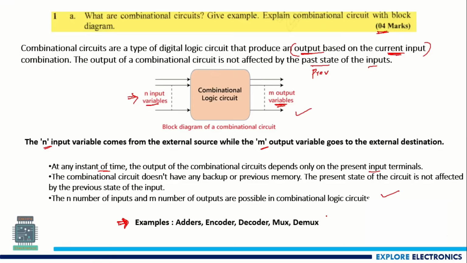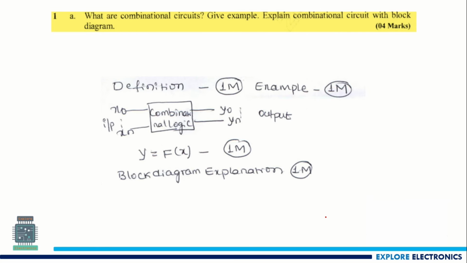And remember, combinational circuits will not be having a clock signal. So this is what it is given in the scheme. You will be getting 1 mark if you write the definition, and if you write examples you will get 1 mark for this combinational circuit diagram. And here they have just given the expression. This is not required, you can write it. This gives 1 mark. Block diagram and explanation is 1 mark.